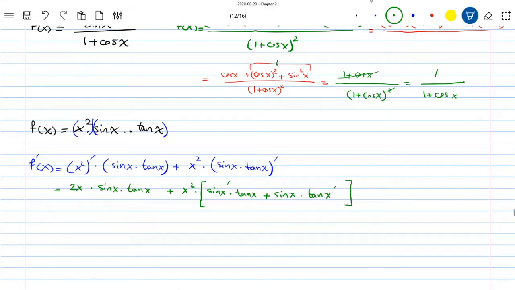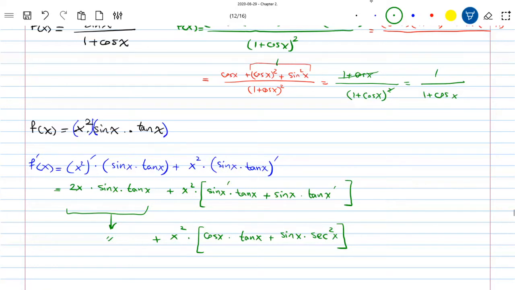Okay, this first part stays the same. This is still the same. That stays the same, whatever it was. Plus x squared times derivative of sine is cosine x times tangent x, plus sine x times derivative of tangent, secant squared x. It's good for me to show up to this step, since there is no more derivative, there is no prime sign left, everything is taken care of. So this would be enough.